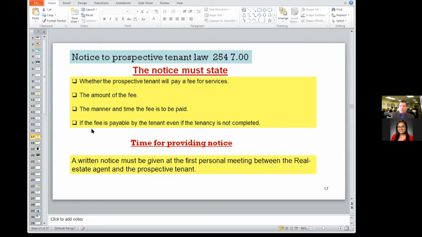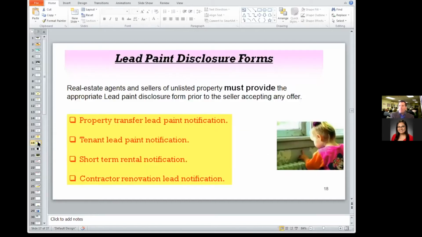Is the fee payable even if they don't rent something from me? What's going on? And then you sign it. That has to be given at the first personal meeting between you, the agent, and the prospective tenant. So if you plan on charging a tenant a fee, you have to give them this form. It would be mandatory for you to be able to enjoy a fee from the tenant. If you don't give it, then hopefully the landlord's going to give you something for your time.